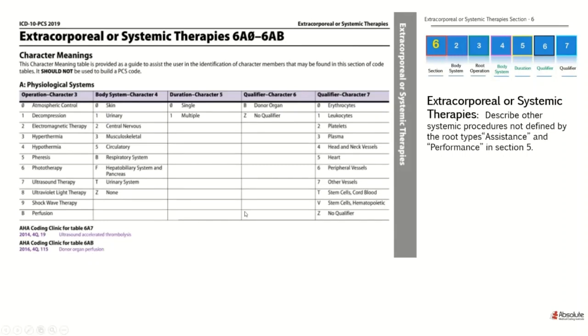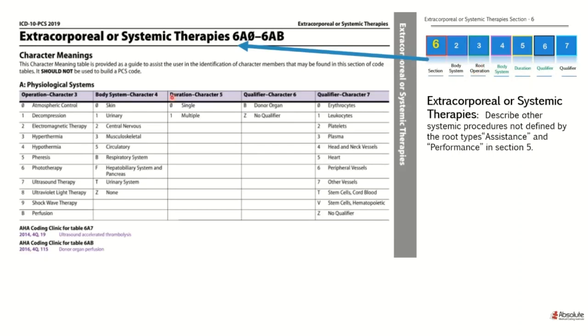So if you go to the character meanings table, we know we're in the correct table because the first character is a 6. Extracorporeal or systemic therapies describe other systems or other systemic procedures not defined by the root types, assistance, or performance. So it's pretty much, if it's not in section 5, it's right here. Okay, so let's take a look. Our body system for section 6 is 2. And if you look over, we have physiological systems. That shall be our body system.